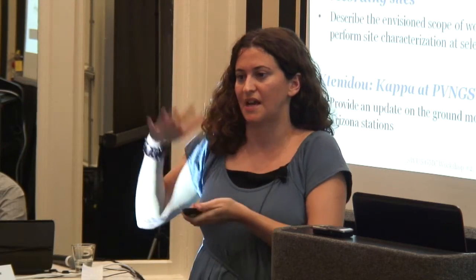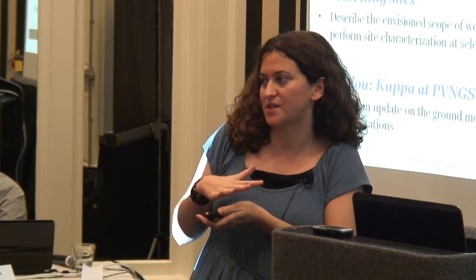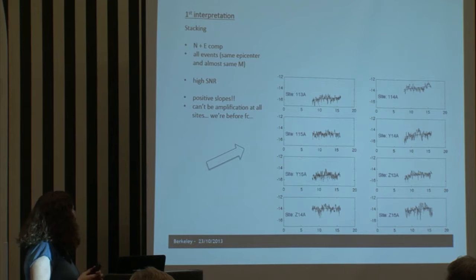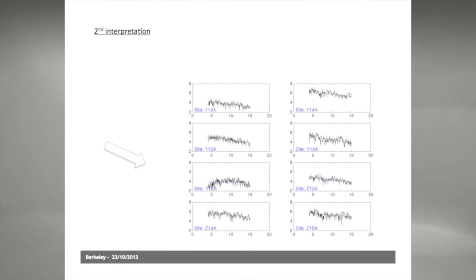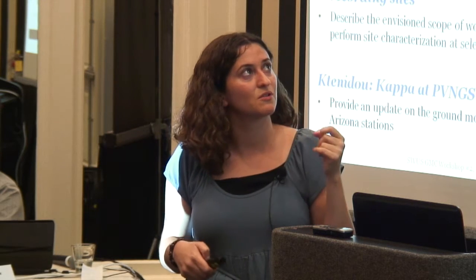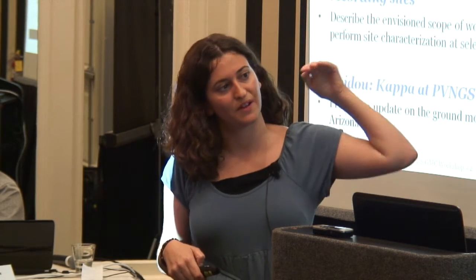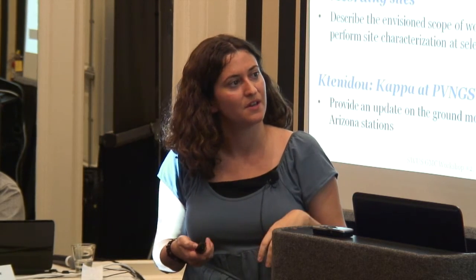And again, it's stacked spectra, so both components and all the different events. So it's up to 12 stacked spectra here. And they all go uphill, so there ain't no way that all the sites show that sort of an amplification. So I think this means that in this case, we're before the corner frequency, and this is probably a more believable interpretation. So if we go for the second scenario, then indeed most of the spectra are going down.